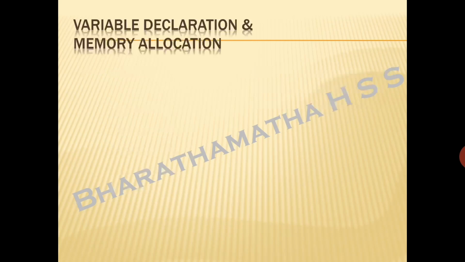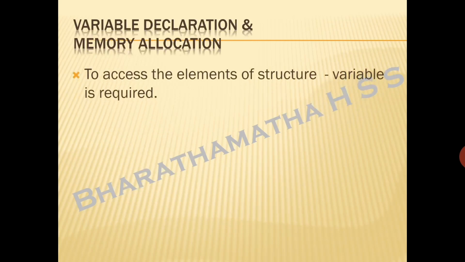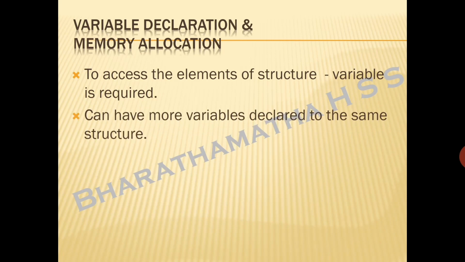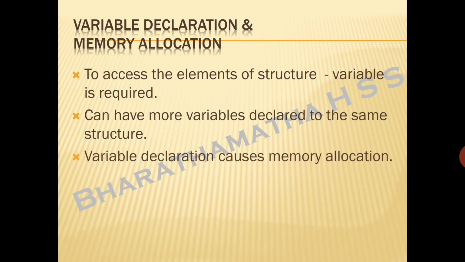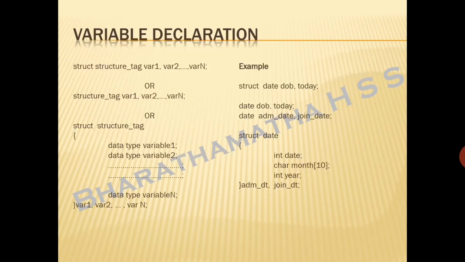Variable declaration and memory allocation. To access the elements of a structure, a variable is required. You can have more variables declared for the same structure. So one structure, if you create, can have as many variables as you want. Variable declaration causes memory allocation. With the help of this variable only, you are going to find out exactly how much amount of memory is occupied by this particular structure.